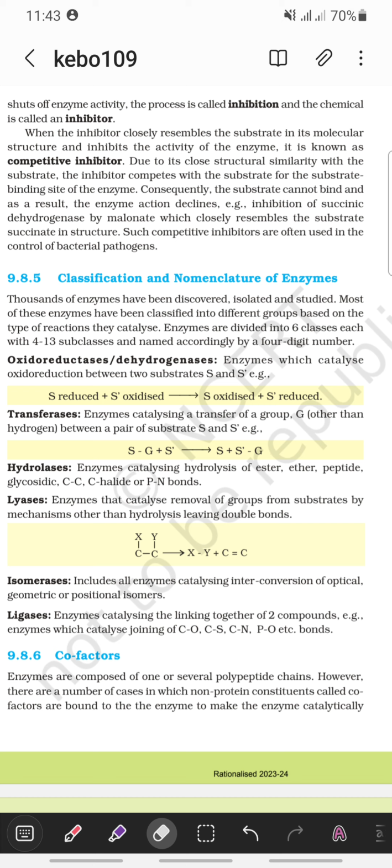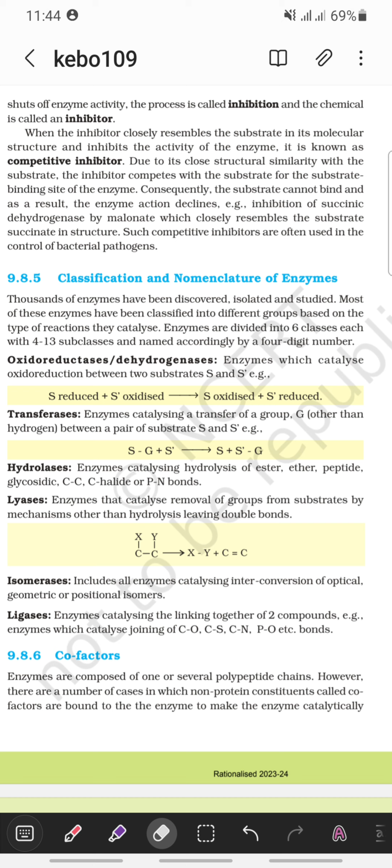Oxidoreductases, for example dehydrogenase enzymes, catalyze oxidoreduction between two substrates S and S'. Example: S reduced, S' oxidized. Transferase enzymes catalyze a transfer of a group G other than hydrogen between a pair of substrates S and S'. Example: S-G plus S', S plus S'-G.